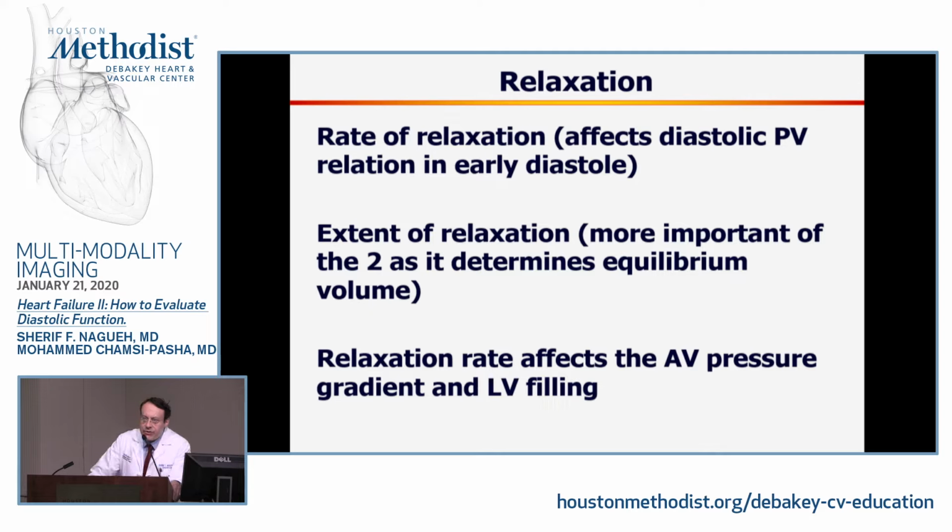So if a ventricle is relaxing slowly, but we are allowing enough time for the ventricular pressures to drop, then the ventricular pressures will drop enough to allow forward flow from the atrium into the ventricle.